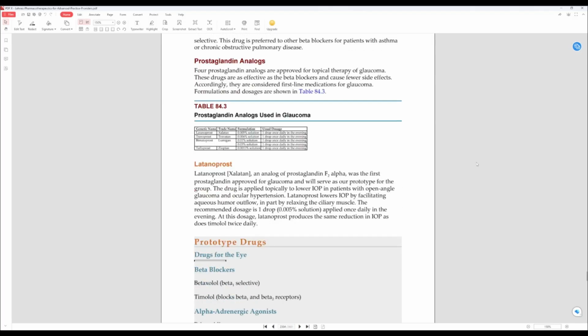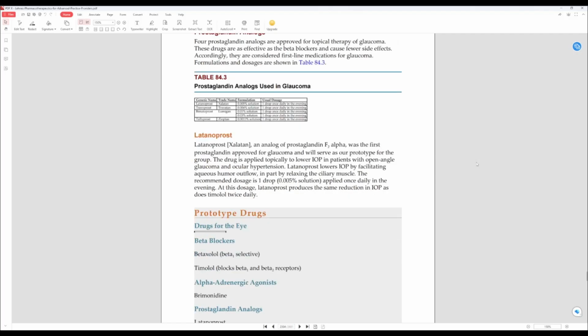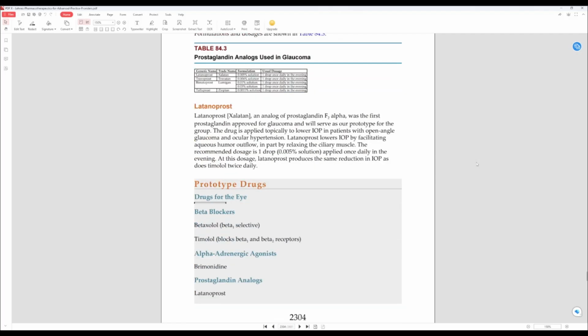Our prostaglandin analogs. There are 4 prostaglandin analogs that are approved for the topical therapy of glaucoma. These drugs are as effective as beta blockers and may cause fewer side effects. Accordingly, they are considered first-line medications for glaucoma. So the following formulations and dosages are shown in this table. A good spot to hit pause so you can take a look at all the different medications.